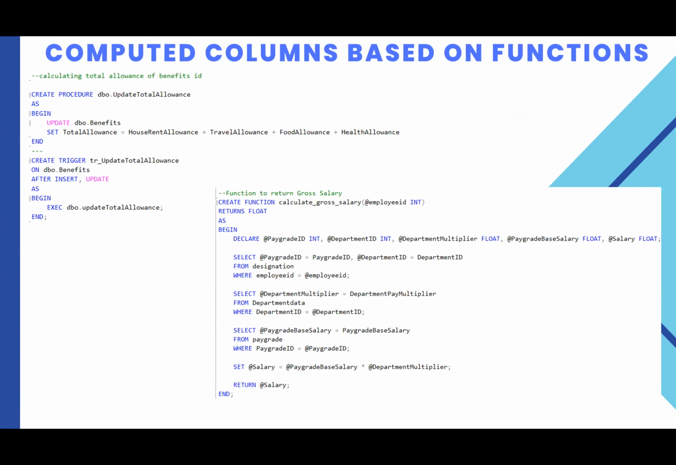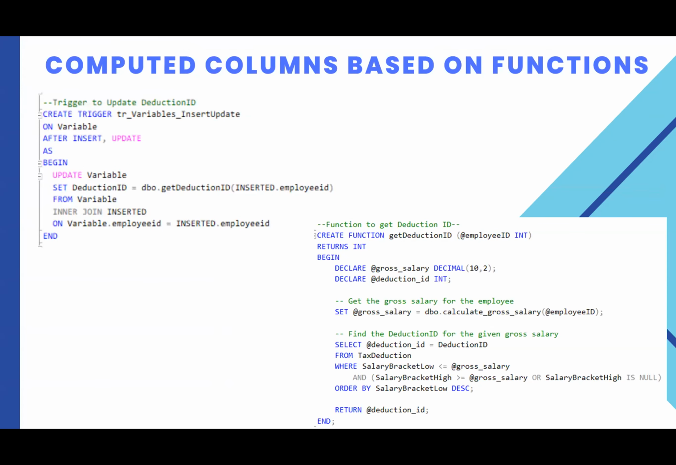Hello, everyone. We created a procedure for calculating the total allowance, summing up these four allowances like travel allowance, food allowance, and so on. We are creating a trigger to update the total allowance. When we update any of these four values, the total allowance will be updated. We are also calling a function by defining it, in which we calculate gross salary. We take the pay grade ID and department ID and calculate by an equation. Next slide, please.